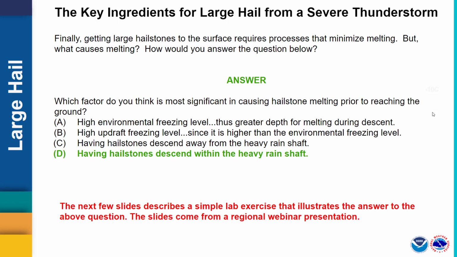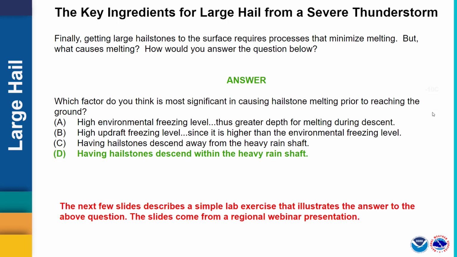The answer is D. You don't want the hailstones to descend within heavy rain. You want it separated from the rain shaft. Now, I should point out that what is typically taught is answer A, along with other factors like hailstone density and atmospheric moisture content, and those could have small impacts.